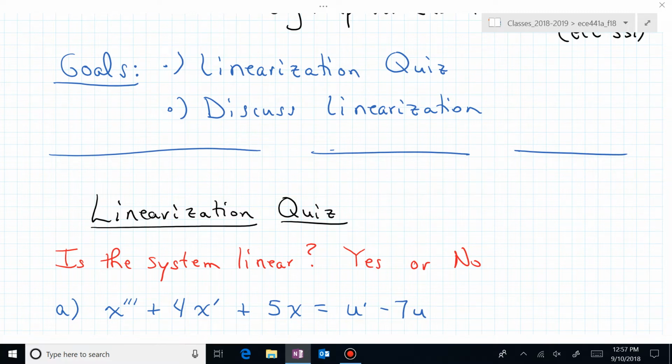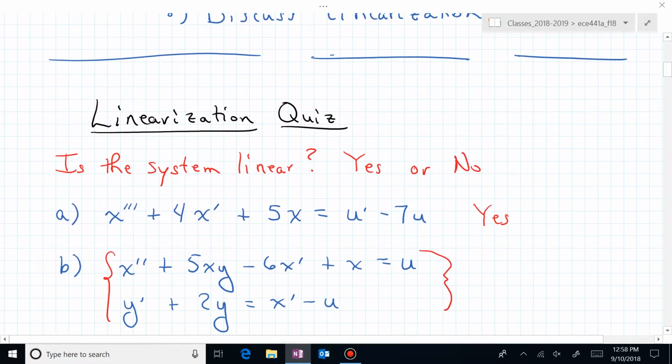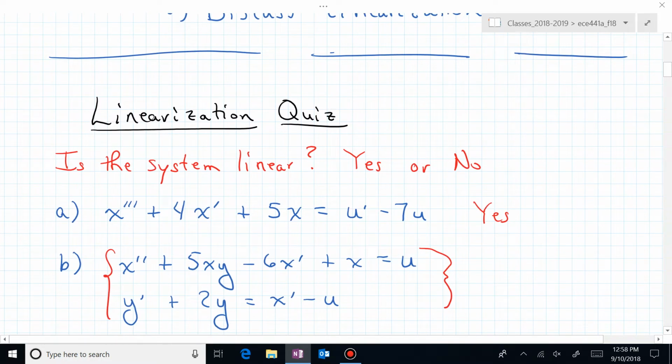Is system A linear or not? Yes or no? Hit pause and make your decision. Hopefully, in this particular case, you said that this system is linear, and I'm not going to really talk about that yet because it might influence your answer to part B.